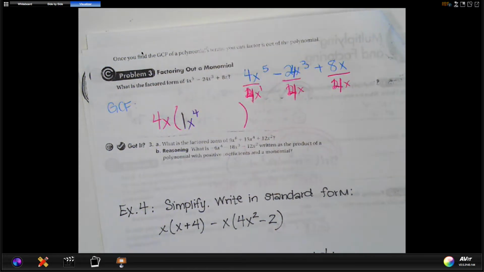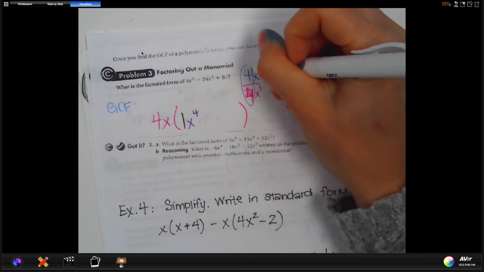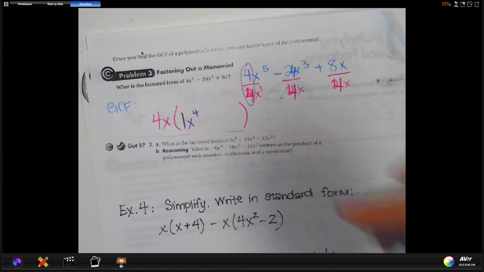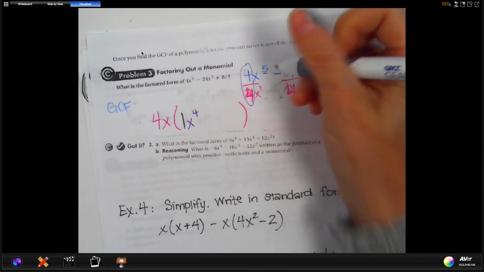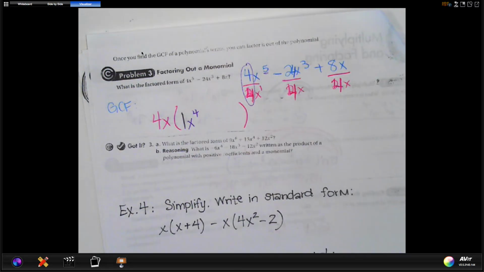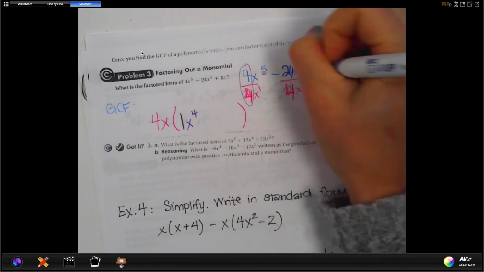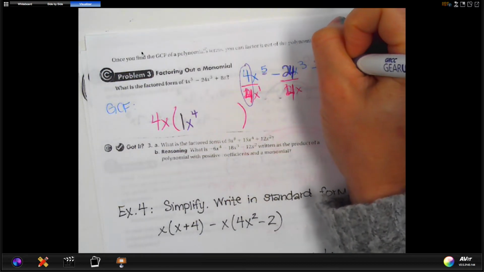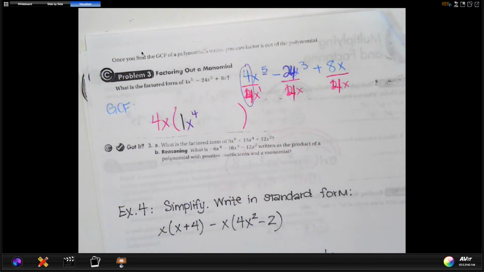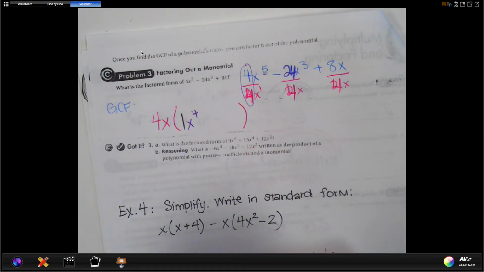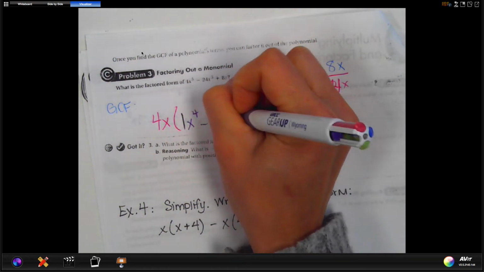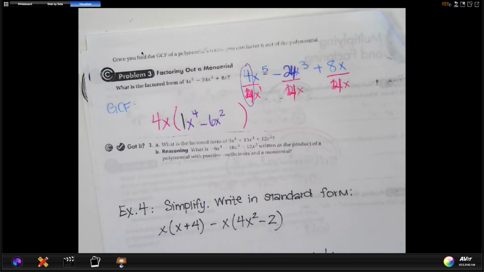How did I get 4? What did I do, Nathaniel? Yeah, right? Remember, I divide my bases. 4 divided by 4 is 1. And when I have a fraction, I subtract my exponents. Do you guys remember that from last chapter? Yeah. Okay, great. So let's do it again. This is negative 24x to the 3rd divided by 4x. Emin, what is that? Negative 6x squared. Perfect. That's my middle term now.